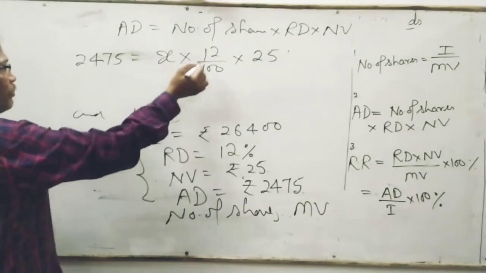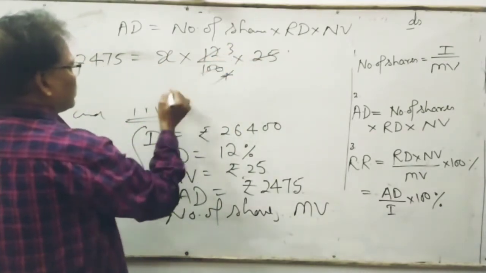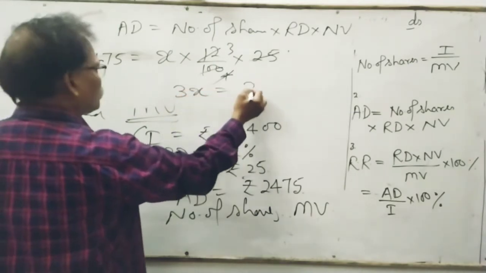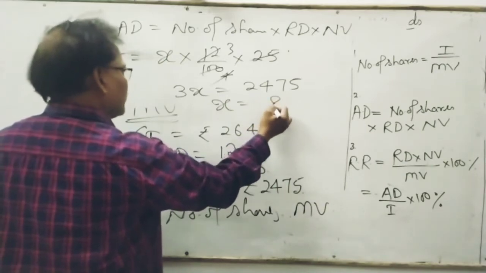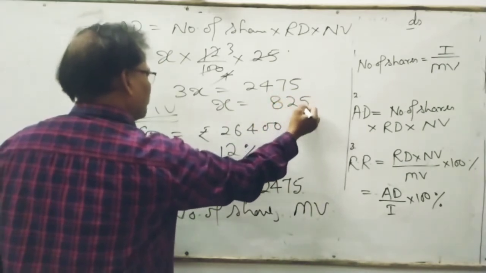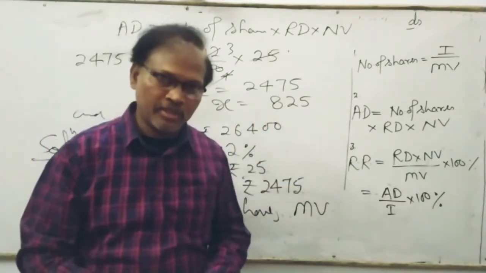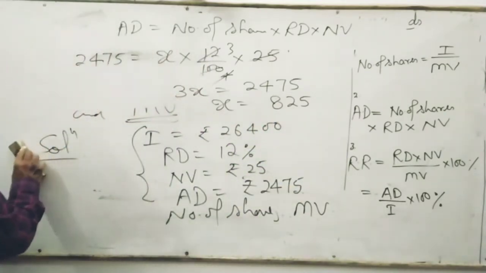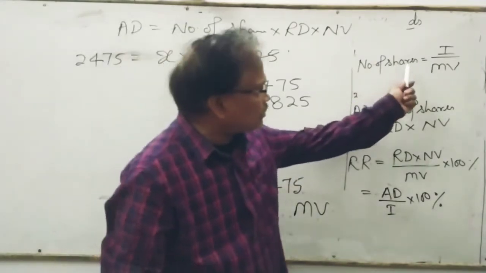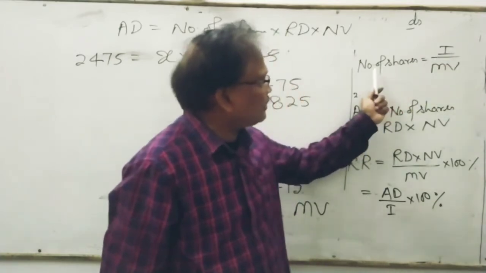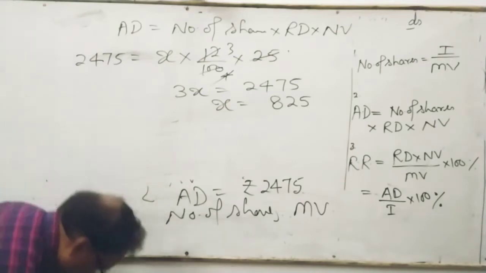Now simplify for X. So 25 fours and 4 threes. So 3x is equal to 2475, or x is equal to 3 eights, 3 twos, 3 fives. Means number of shares are 825. These are the number of shares. After getting the number of shares, you can get the market value by using this formula. क्योंकि investment you know and the number of shares also you know. So market value you can get. So what is the market value?